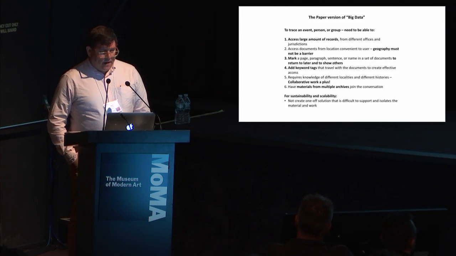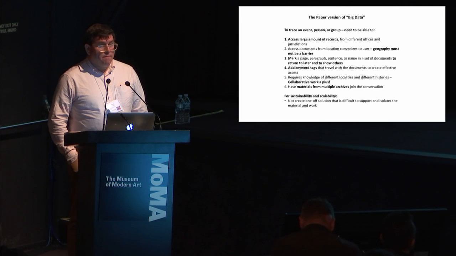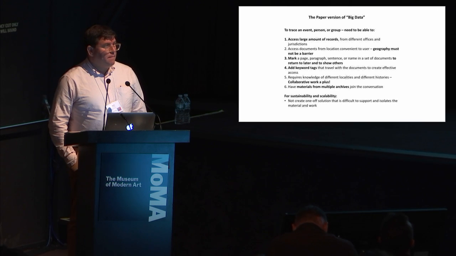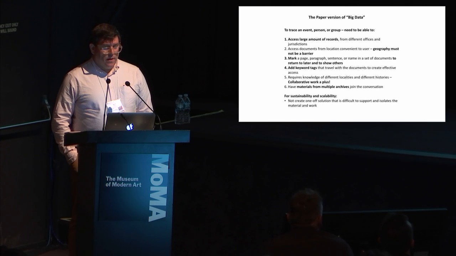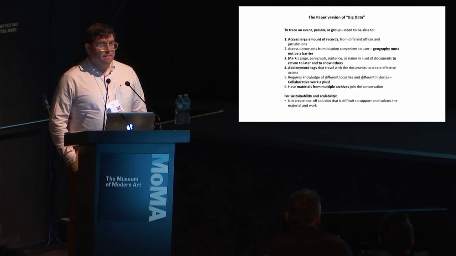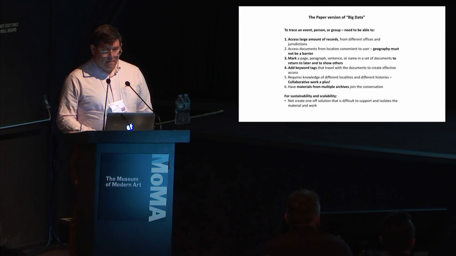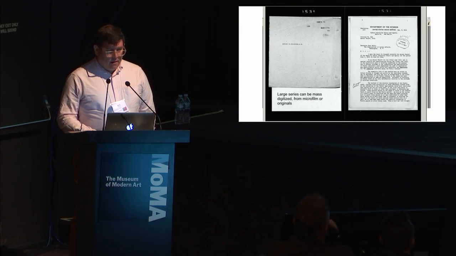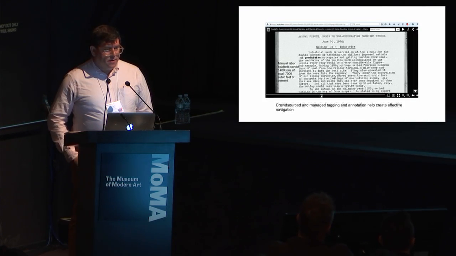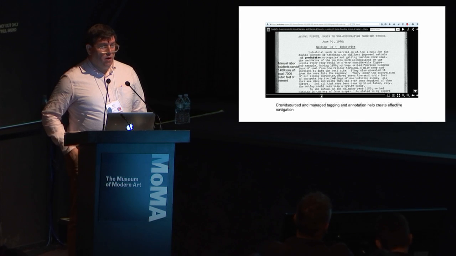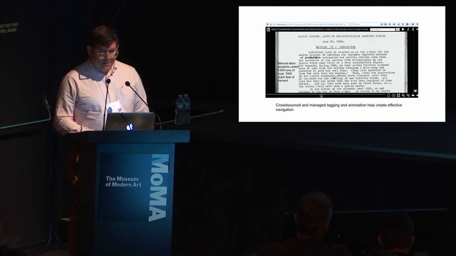So in terms of this, you really need to be able to access a large amount of records quickly across a number of institutions, mark and provide context, add additional documentation and beyond, and really work together. So in terms of this, IIIF really makes a project like IDA feasible. Large series can be mass digitized from microfilm or originals. And as noted, crowdsourced and managed tagging and annotation really can help provide better navigation for these materials.